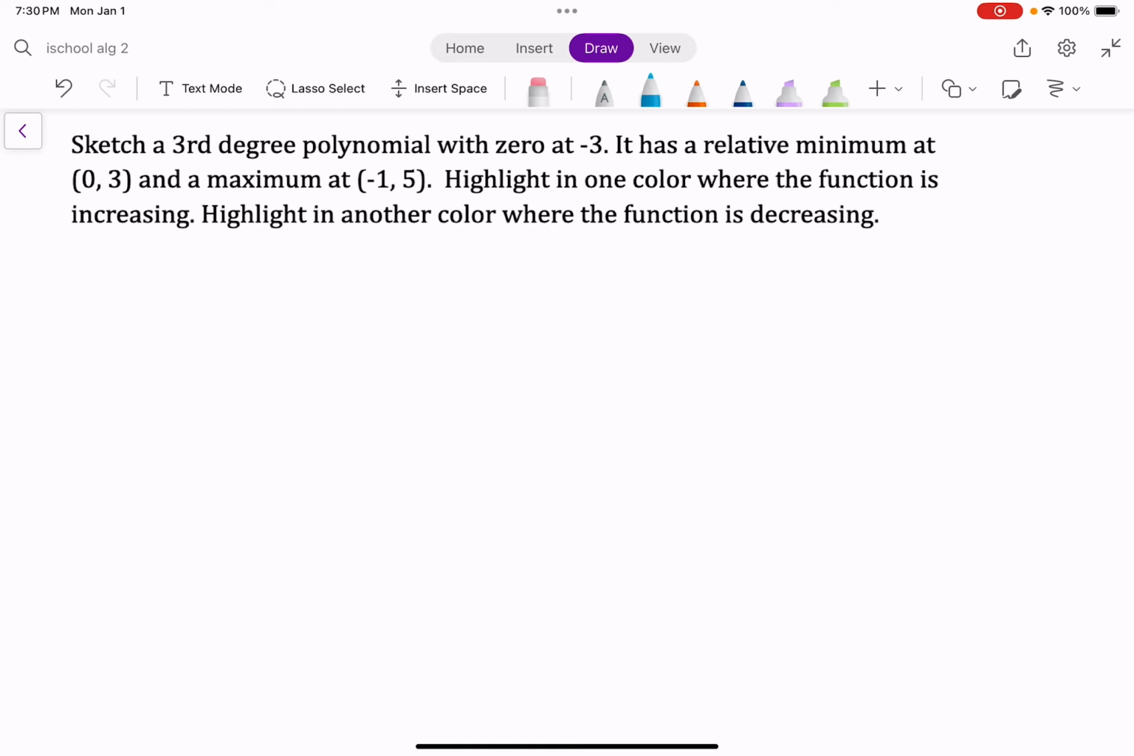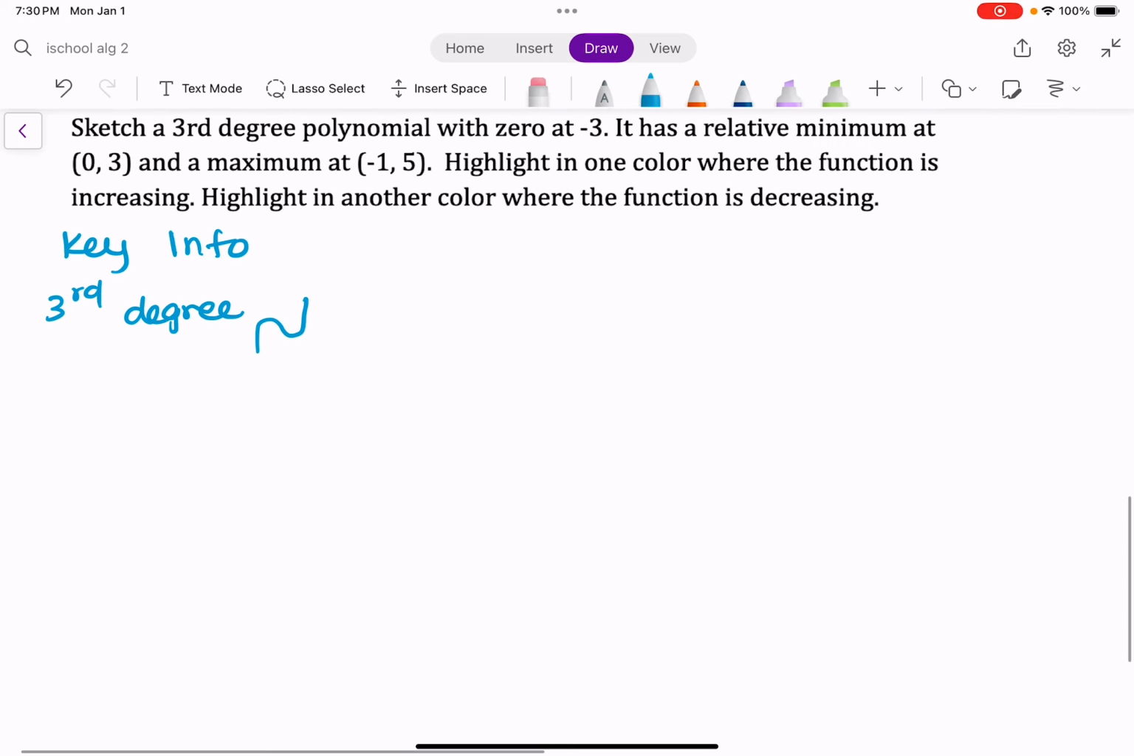So I'm going to write down the key info because that's a lot of information. So we know it's a third degree, right? From the last lesson, you should know third degree kind of looks like this weird sideways S or this N shape, right? We know that it has a min at 0, 3, right? So minimums are when it's a U shape, and we know it's a max at -1, 5. So that's like the upside down U. And then we also know there's a 0 at -3, okay?